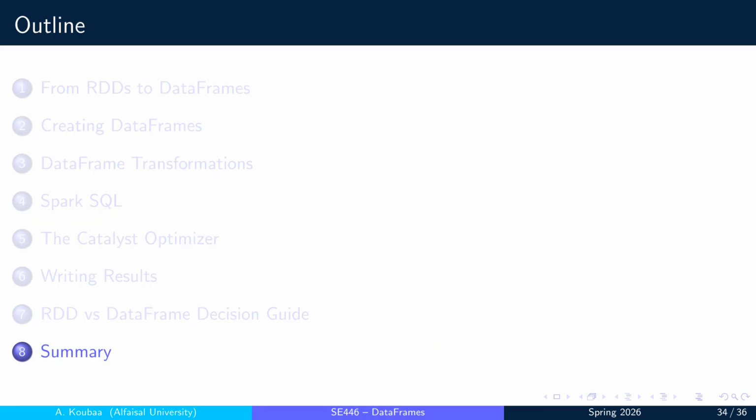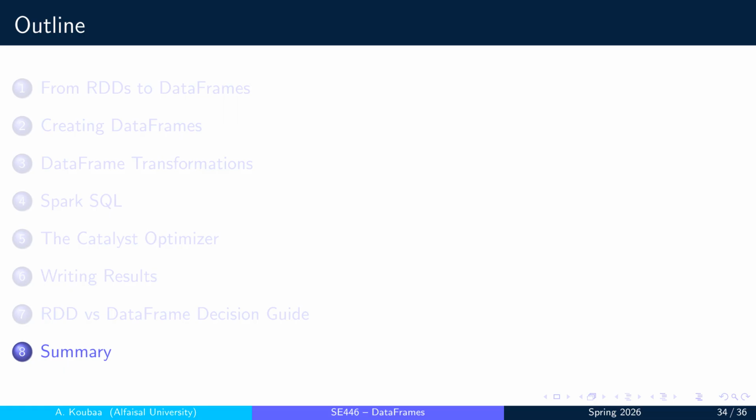So, to bring everything together, let's recap the journey we've taken in today's lecture. We began by understanding the fundamental shift from RDDs to data frames, recognizing that data frames provide a structured, tabular abstraction with significant performance advantages. We then moved into the practical aspects, covering how to create data frames from various sources like CSV and JSON.